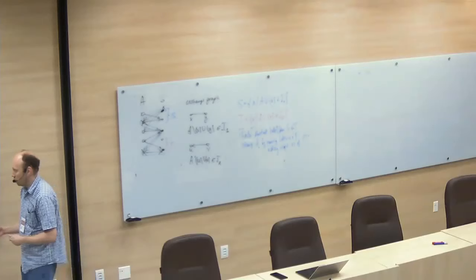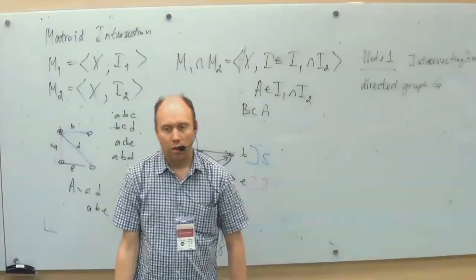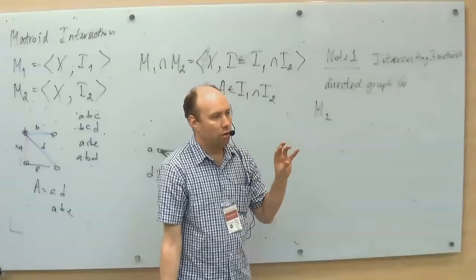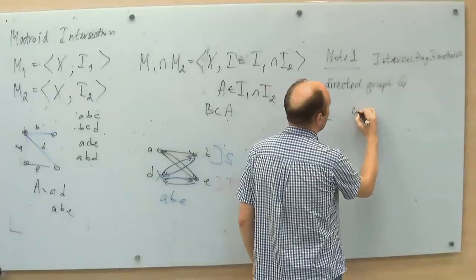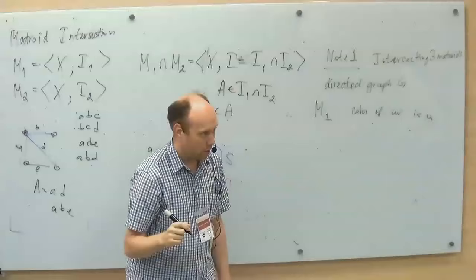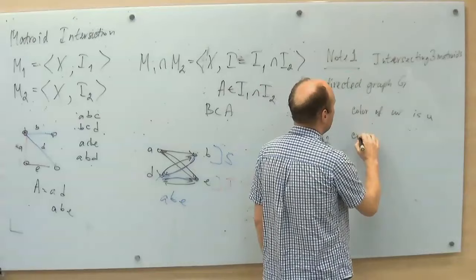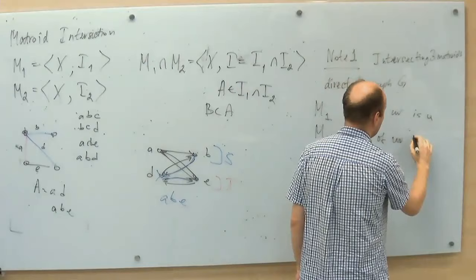Consider the following. Let's take a directed graph G, and the following three matroids on it. Matroid number one is a rainbow matroid, and the color of an edge is the number of its initial vertex. So the color of edge UV is U. Matroid number two is again a rainbow matroid on this graph, but the color of the edge is the number of its end vertex. So the color of edge UV is V.